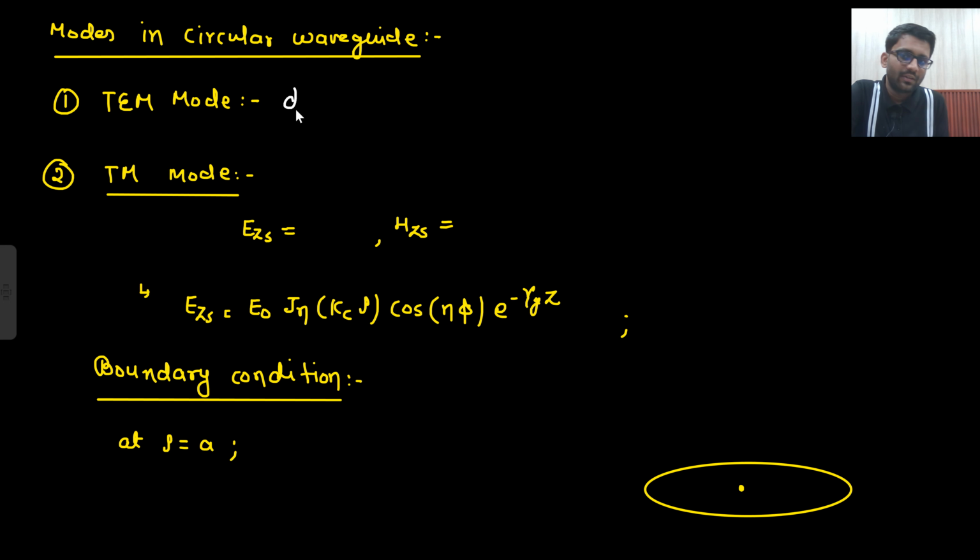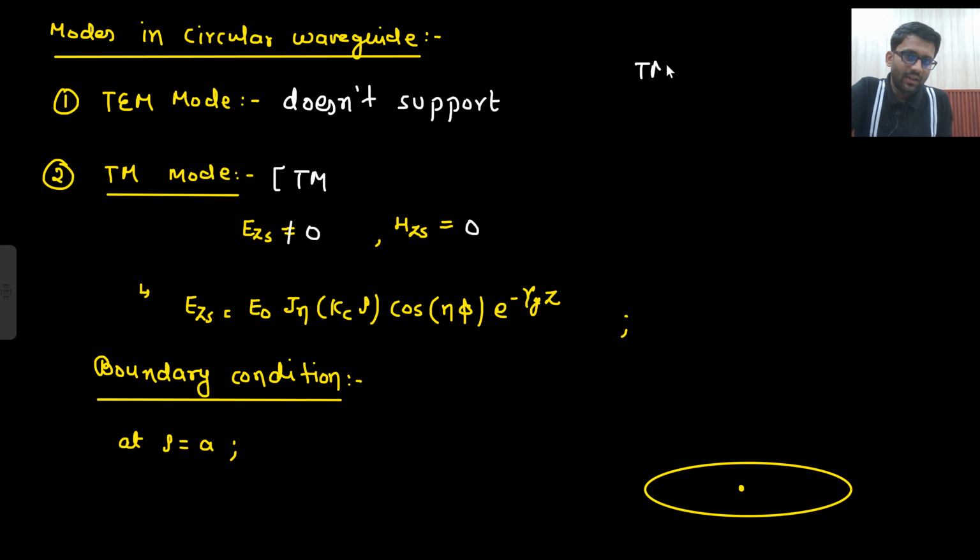So TEM mode doesn't support. What about TM mode? Transverse magnetic. So the magnetic field is transverse. That means Hzs is 0, but Ezs is non-zero. Right? This you already know. TM mode. There, at that time, our subscript was mn. Here the subscript will be np. Why np? I will tell you. Okay, do not worry about it. In the rectangular waveguide, the subscripts were mn, but here the subscripts will be np.